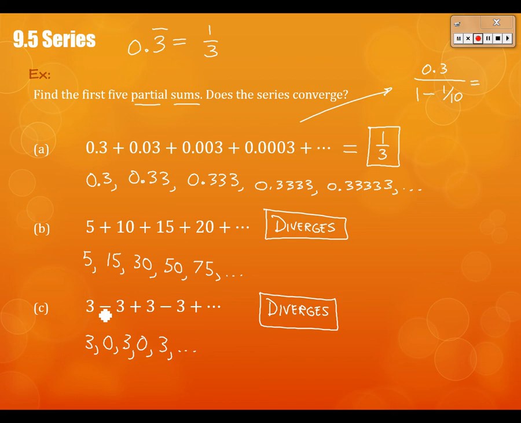Or say you group it this way, negative 3 plus 3 over here. So you have 3, and then negative 3 plus 3, and then negative 3 plus 3, and negative 3 plus 3. Then what's the sum? You start grouping after this, right? These will cancel out, these will cancel out, and we'll have 3 as the sum.